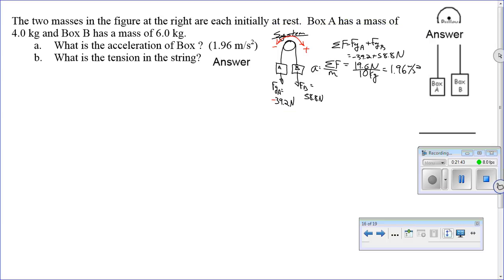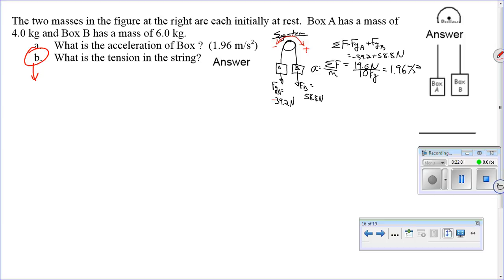All right, so to do question B, we need to pick an object the tension is acting on. B works. You could just as easily pick A, right? So after I answer Christina's question, we're going to make a free body diagram for one of our two boxes. It doesn't matter which one.